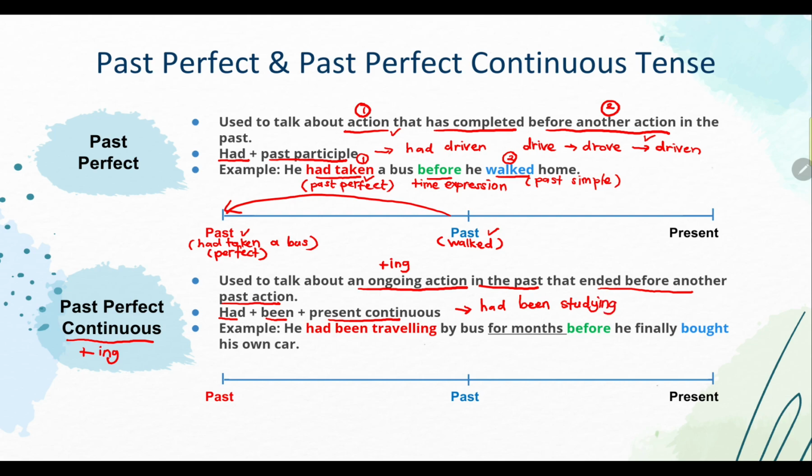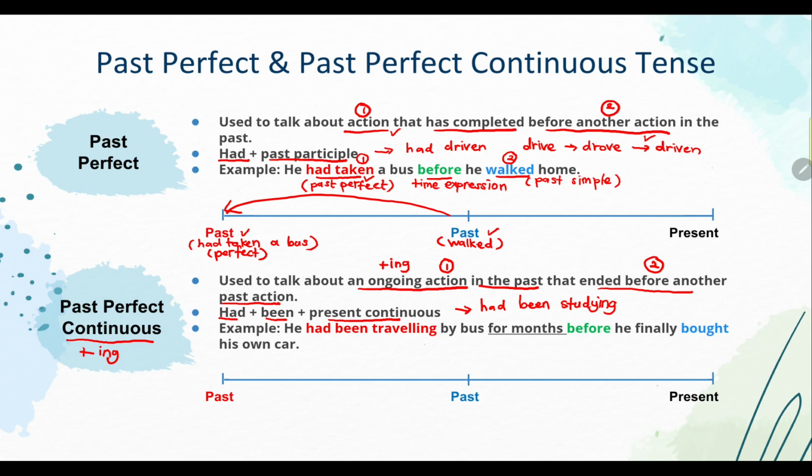Had been studying. So we use had, we use been, and we use the verb with ing. Now let's look at the example here. He had been traveling by bus for months before he finally bought his own car. So it's similar to past perfect. There are two actions, but one was ongoing and already finished before another action.